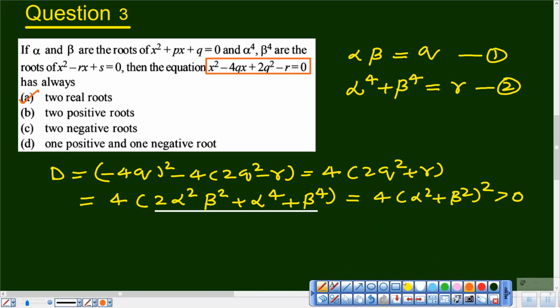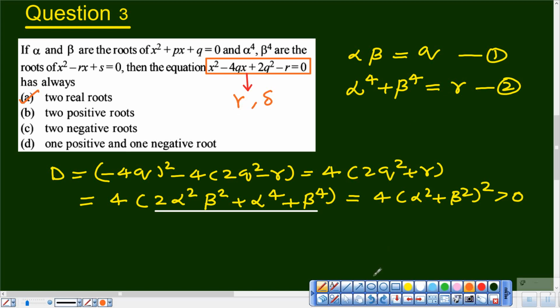But this question can have more than one option correct. That's why let's check the other option also. Let us say that the roots of this equation are gamma and delta. They are gamma and delta. Distinguish between r and gamma. Gamma has a tail, r has no tail. So please don't get mixed up.